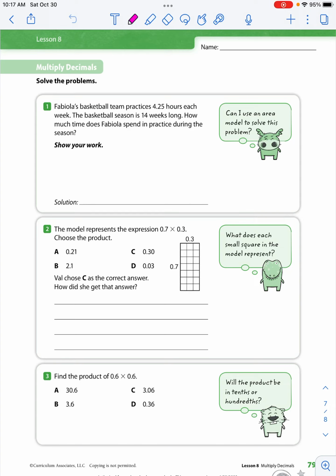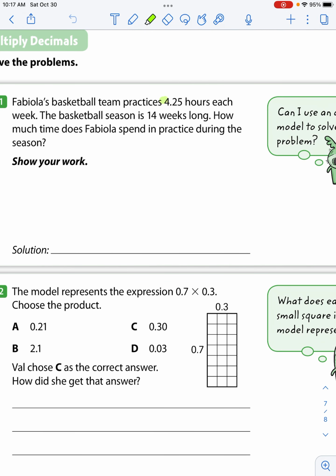Okay, so the first question that you have says, Fabiola's basketball team practices 4.25 hours each week. I'm going to first remember that I know that 4.25 means 4 and 25 hundredths, or 4 and a fourth. So each week, let's just say that's basically an hour each day for 4 days. And the basketball season is 14 weeks long. Oh, so think about that.